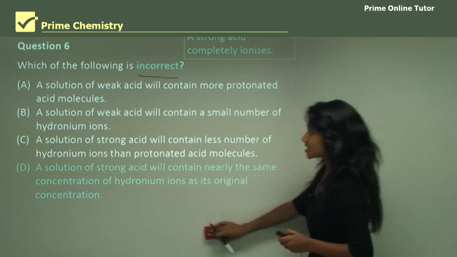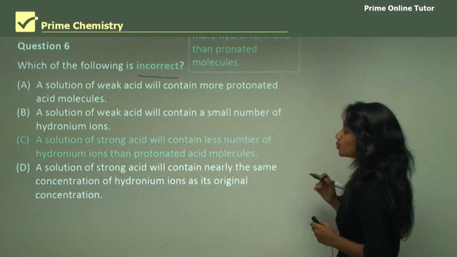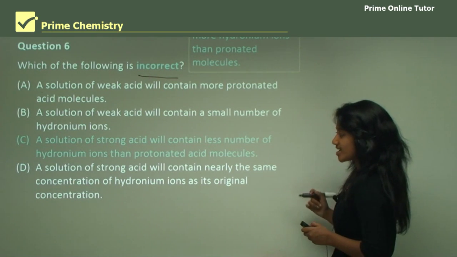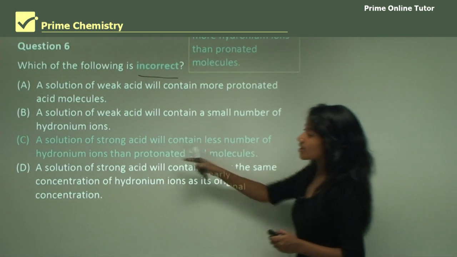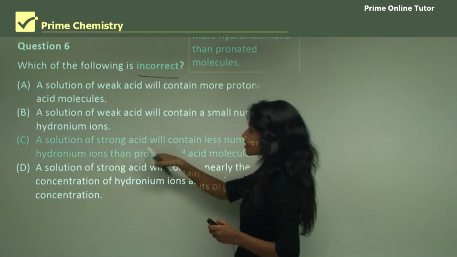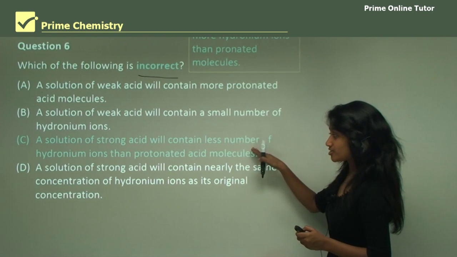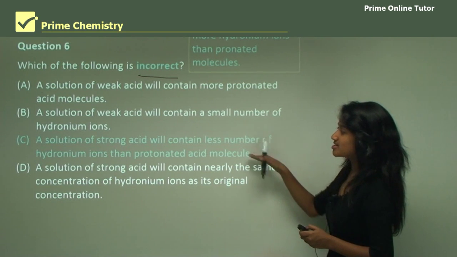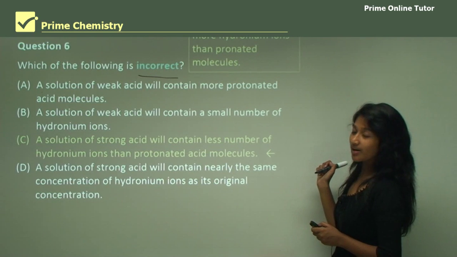Now let's consider option C. A solution of strong acid will contain less number of hydronium ions than protonated acid molecules. Now this is an incorrect statement, because we have strong acid and it would contain more hydronium ions and less protonated acid molecules, and this is incorrect. Therefore, option C is our answer.